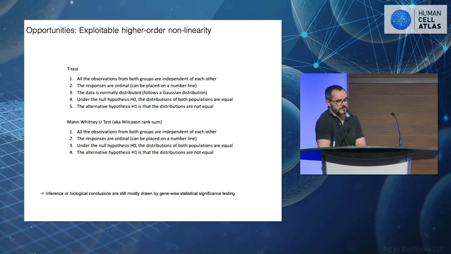And so the question is, can you also use higher order nonlinearity to make inference about biology, and perhaps that's not at the unit of genes, but for example, at the unit of gene co-expression networks that is exploited by the methods I talked about.